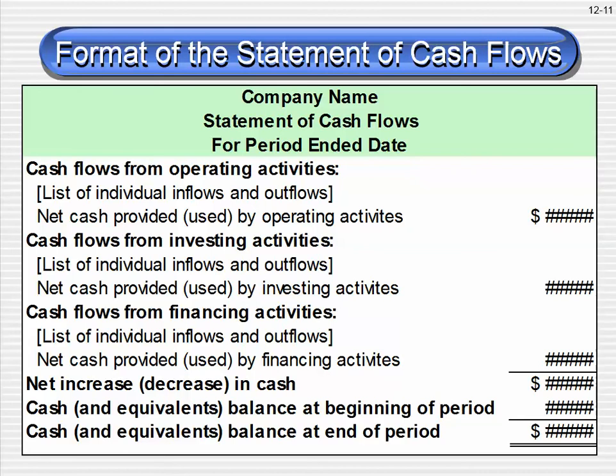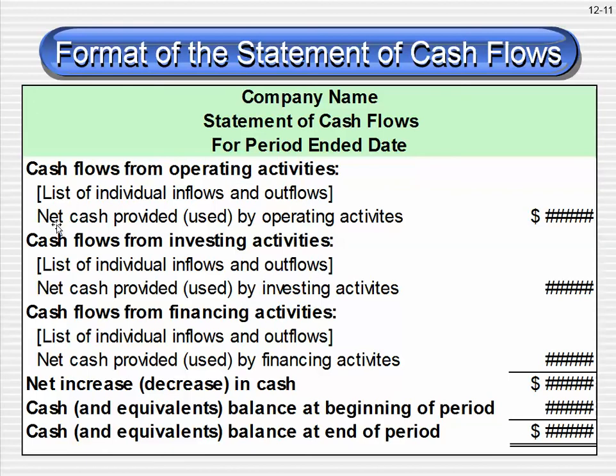So here's the basic format of the statement of cash flows. Again, remember, we always start with our header, company name. This is the statement of cash flows, and this is for a period ended. So the cash flows from operating activities. Then we list out cash flows from investing activities and cash flows from financing activities. We will list the individual inflows and outflows of cash for each of those three activities.